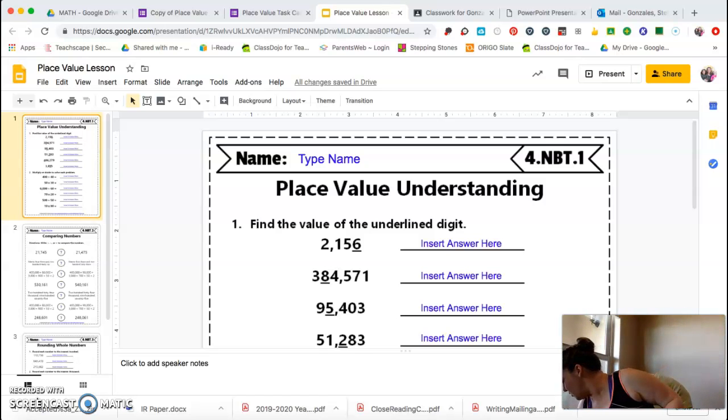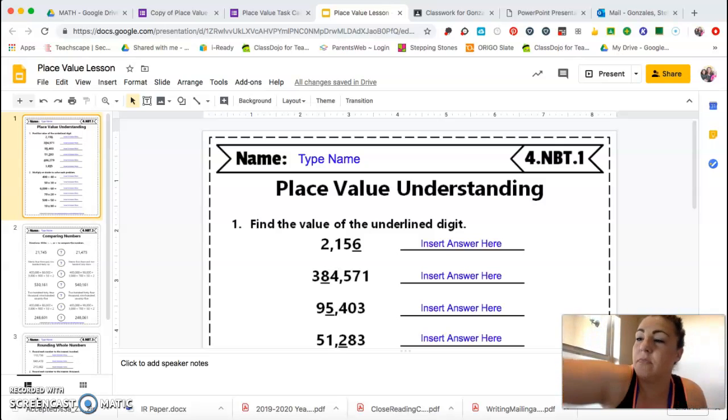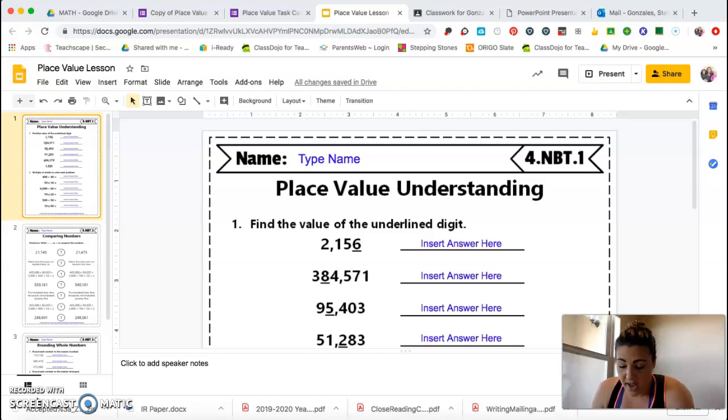So what we are focusing on for this lesson, we wanted to focus on place value with you guys, okay? And that you guys are able to understand place value for numbers up to 6 digits.